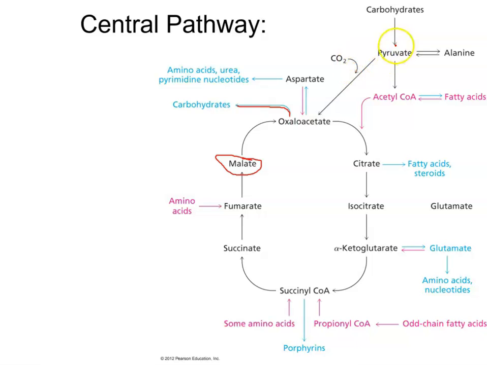Pyruvate here can feed into oxaloacetate. Fats can feed into the citric acid cycle through acetyl-CoA. From citrate, fatty acids and steroids can be generated. From alpha-ketoglutarate, different amino acids can be developed. Different fats can come in through succinyl-CoA. So a lot of different pathways intersect and come in and out of this as well. So I just wanted to point that out, that there's more than just this cyclic nature. There are things coming and going that can regulate the speed of these reactions.